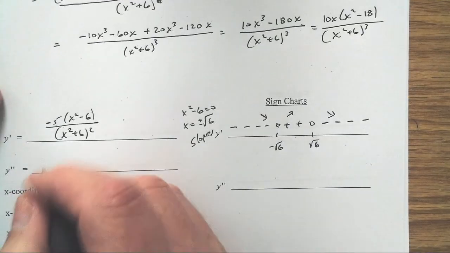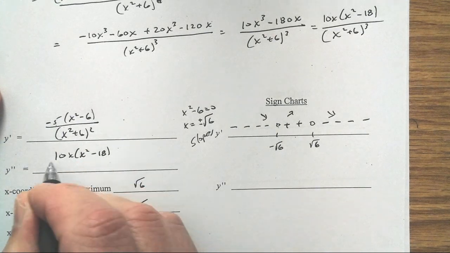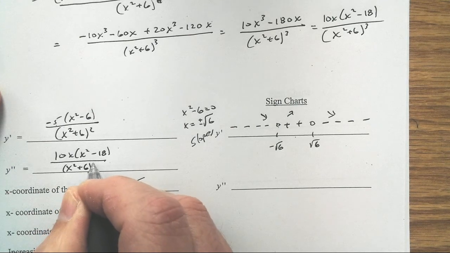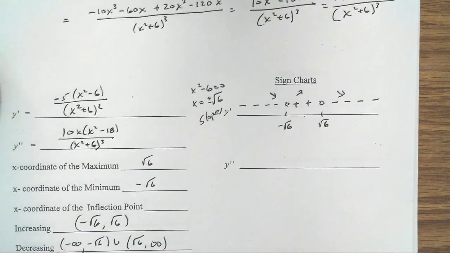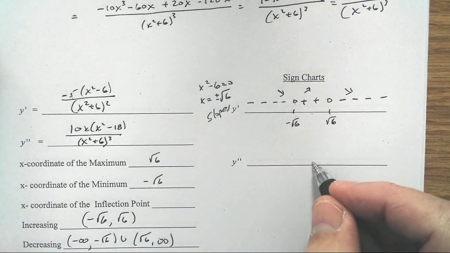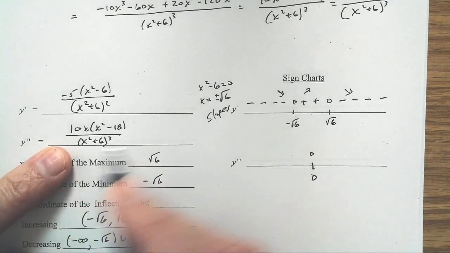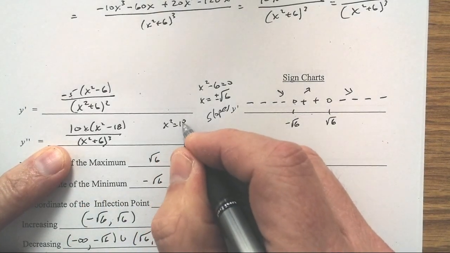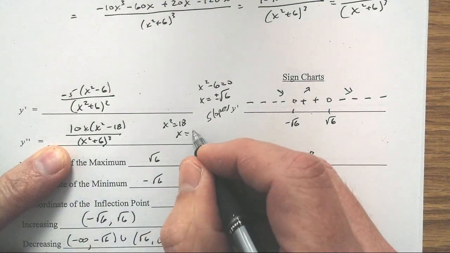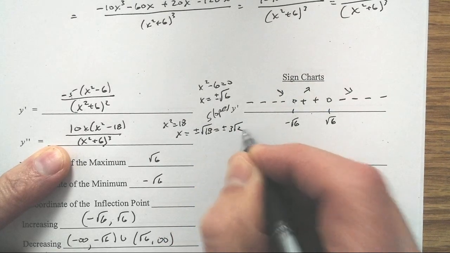And that's pretty usable. So we have 10x, x squared minus 18, all on quantity x squared plus 6 cubed. When is that 0? Well, if x is 0, the numerator would be 0. I'm going to put it right between negative square root of 6 and 6. And if x squared equals 18, the numerator would be 0, so that's x equals plus or minus square root of 18, or plus or minus 3 square root of 2.